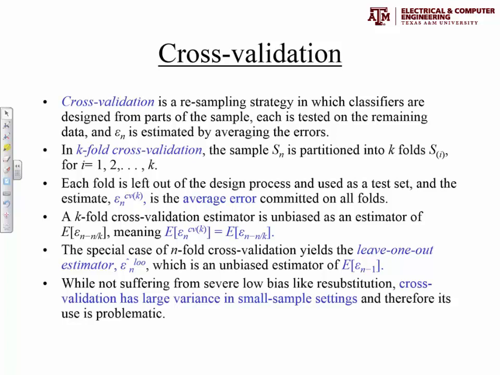So the special case of n-fold cross-validation yields what is called the leave one out estimator, which is denoted by epsilon hat n LOO for leave one out, which is an unbiased estimator of the expected value of epsilon n minus 1. While not suffering from severe low bias like resubstitution, the problem with cross-validation is that it has large variance in small sample settings, and therefore its use is problematic.